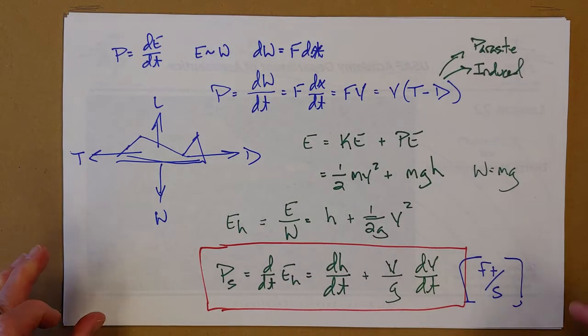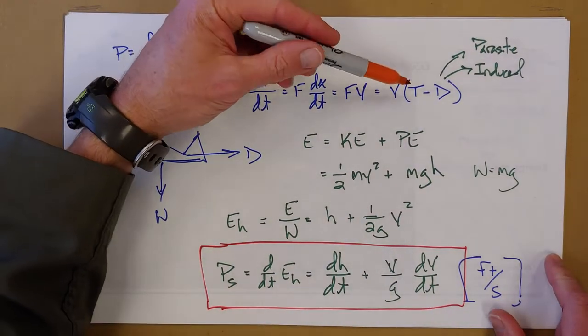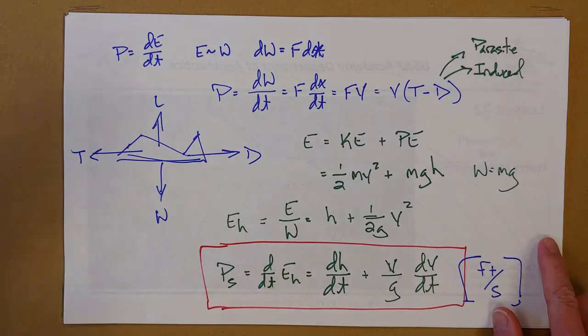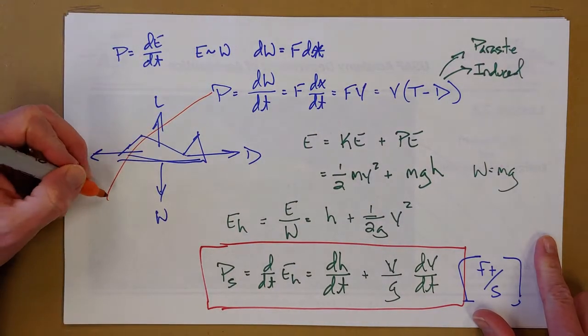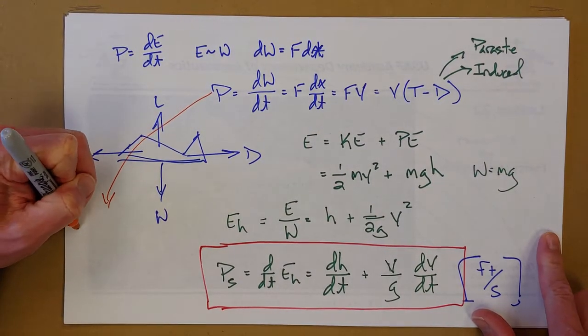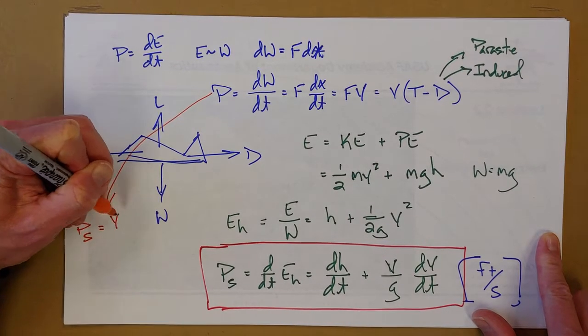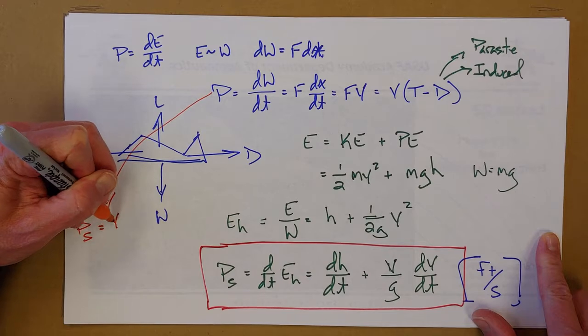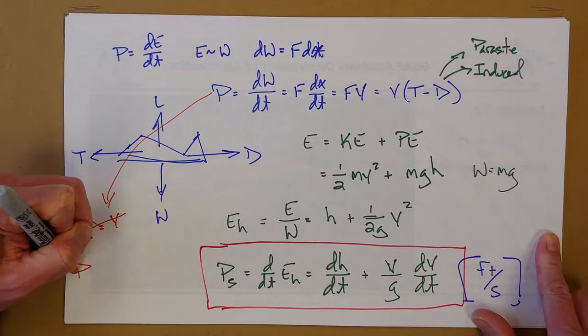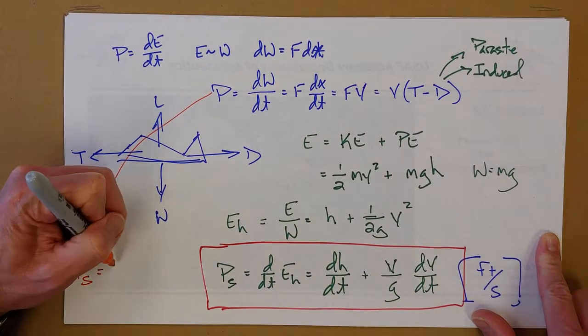So let's go back and look at our power equation here, where power was velocity times our net force. And if we divide this P by W, we get, again, P sub S. And we're going to have another expression now. Let's write this down here, another expression for P sub S.